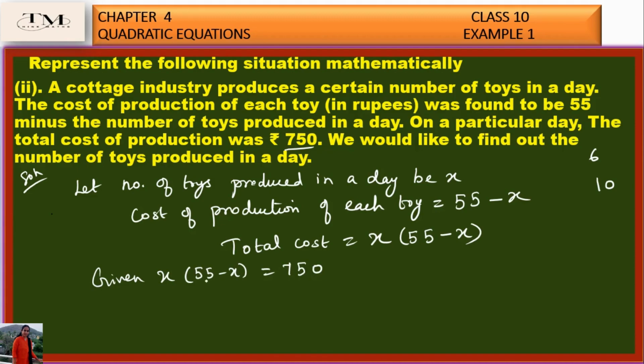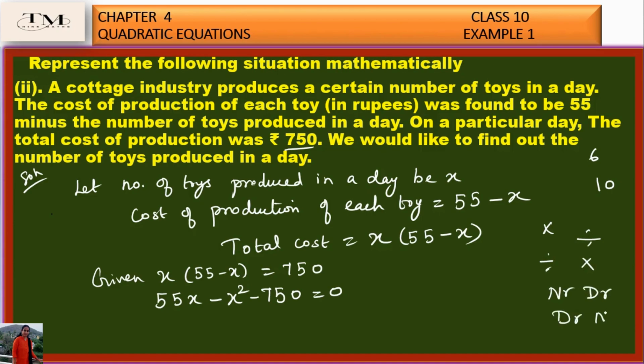So multiply the term by x. x into 55 is 55x, minus x into x is x square. This plus 750 will become minus 750. When it is in addition or subtraction, the signs will change when you change the sides. When it is in product or division, product will become division and division will become multiplication, or numerator will change to denominator and denominator to numerator, when the sides are changed.